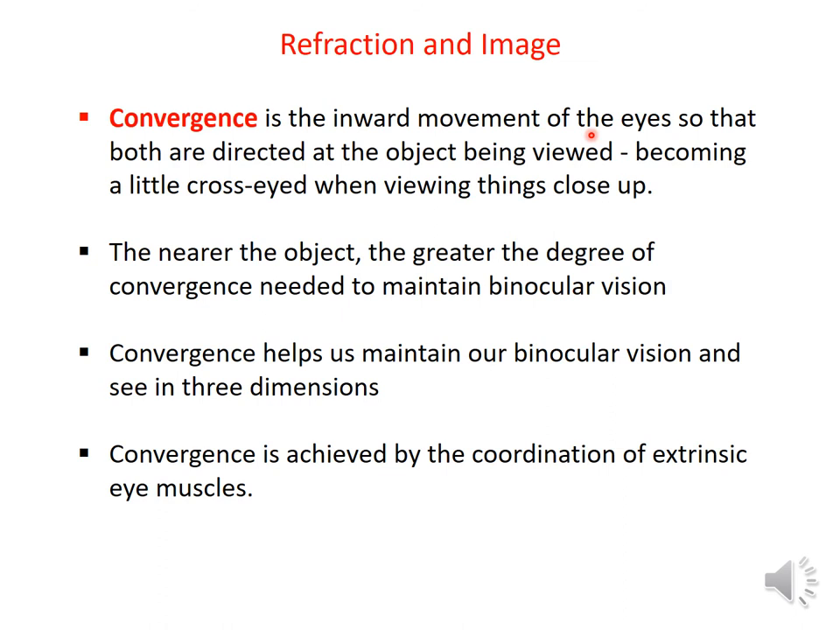and this helps in three-dimensional vision, or detection of depth in the image, or increasing the stereoscopic vision. This is known as the convergence of both eyes. Convergence helps us maintain our binocular vision and see in three dimensions. Convergence is achieved by the coordination of the extraocular muscles.